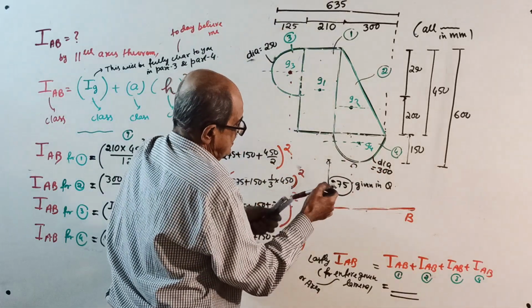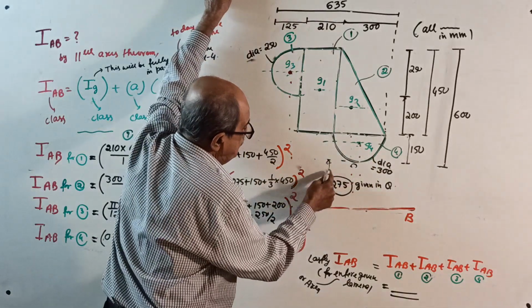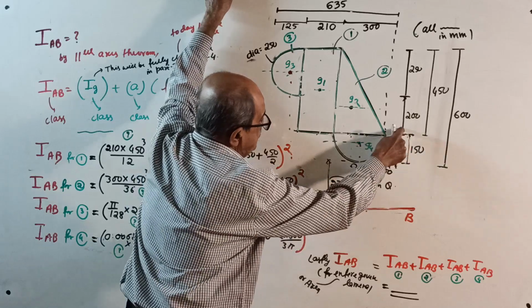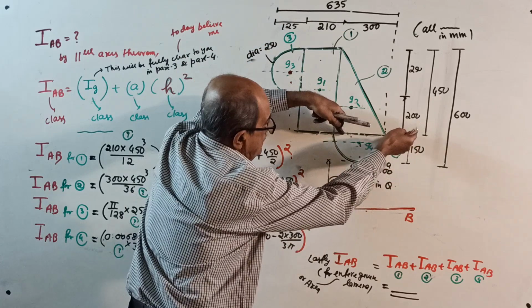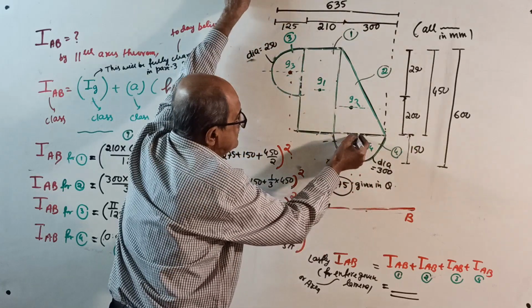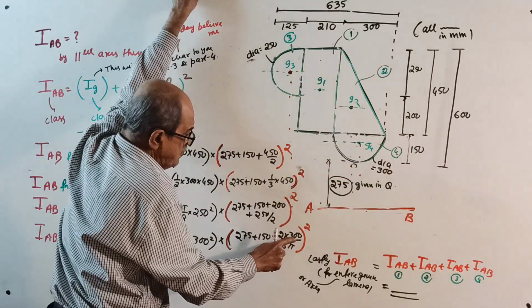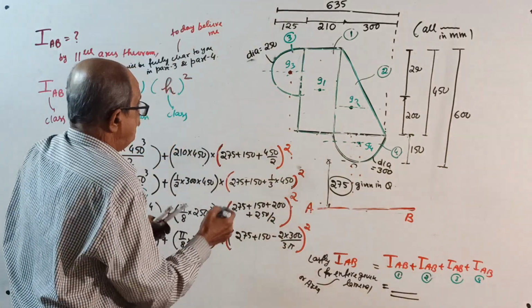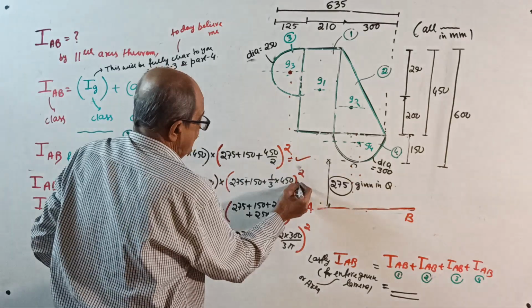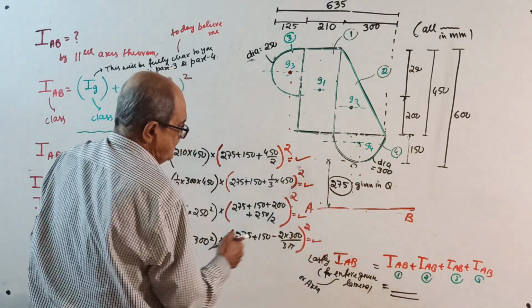This distance square is 275 plus 150, which will give you this distance. From that one, subtract this distance, which is 2d by 3 pi. You know it. Whole square. Over. Find how much is the answer.